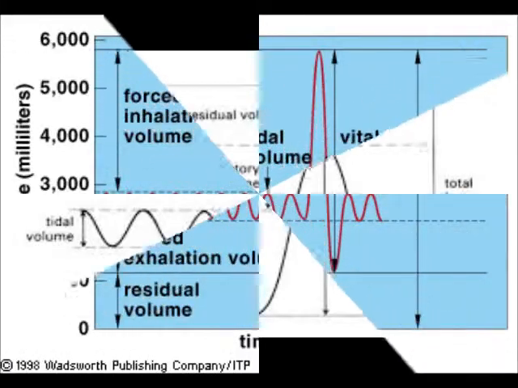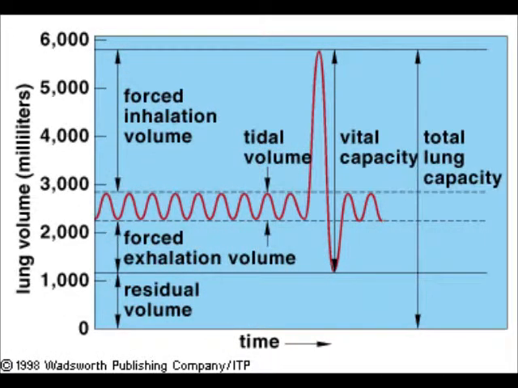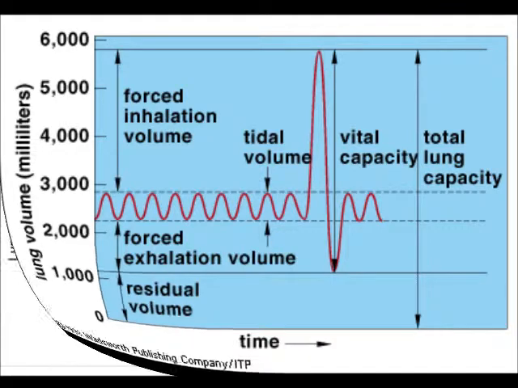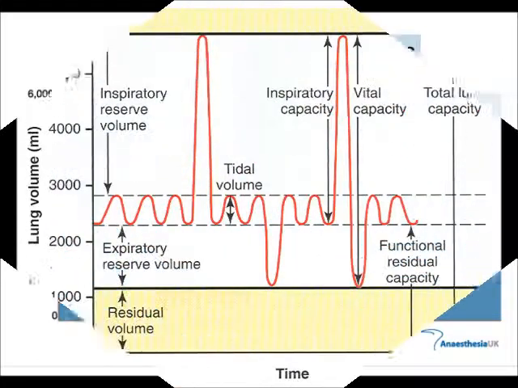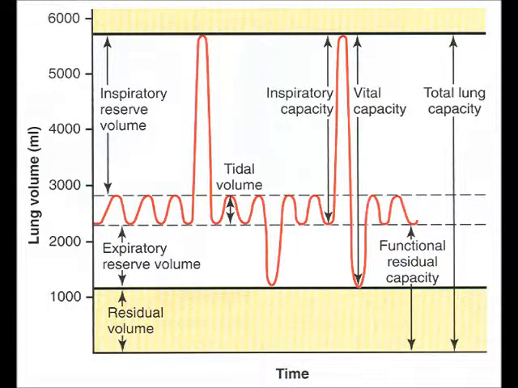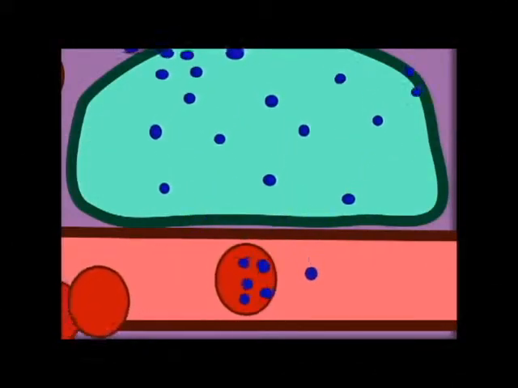Inspiratory reserve volume is the forced maximal inspiration volume of air, in addition to resting tidal volume, that enters the lungs. This is also known as complemental air, and it constitutes about 3,000 milliliters. Expiratory reserve volume, during maximal forced expiration, is about 1,100 milliliters of air, in addition to the resting tidal volume. This is also known as supplemental air.